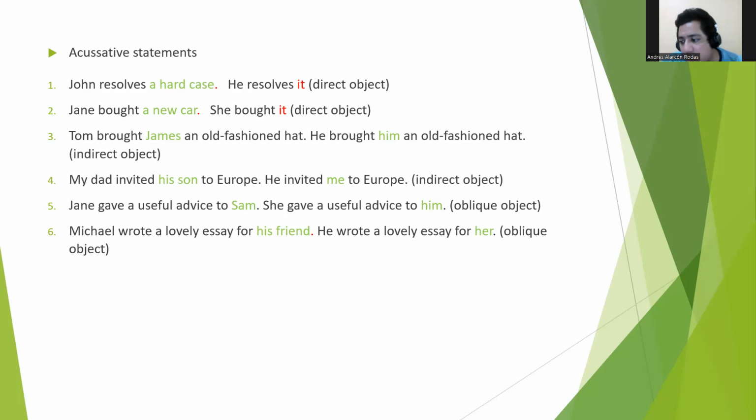Number three. Let's continue. John brought Jane an old-fashioned hat. He brought her an old-fashioned hat. That is the indirect object. So who received the old-fashioned hat in this case was Jane. In this case, this is the indirect object.